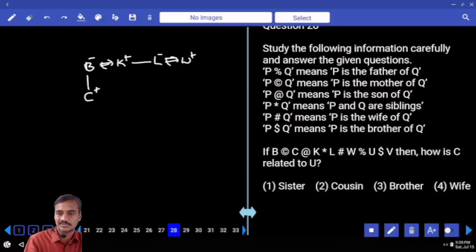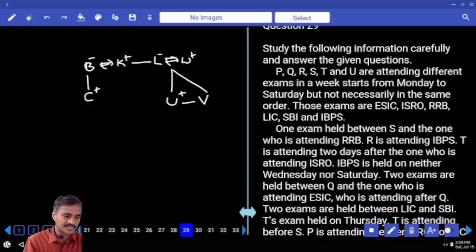W percentage. W is the father of U. And U dollar. U dollar means U is the brother of V. Then according to this one, how is C related to U? U's mother is C's aunt, so that means cousin. These two persons are cousins to each other. Choice 2, question 28.